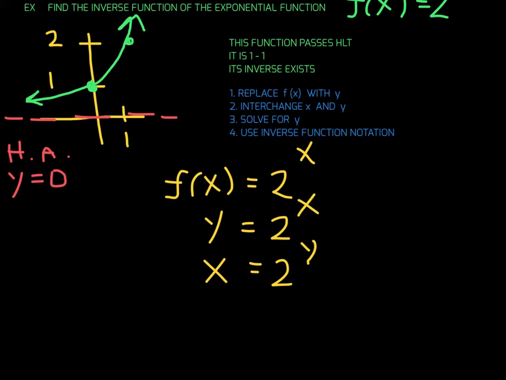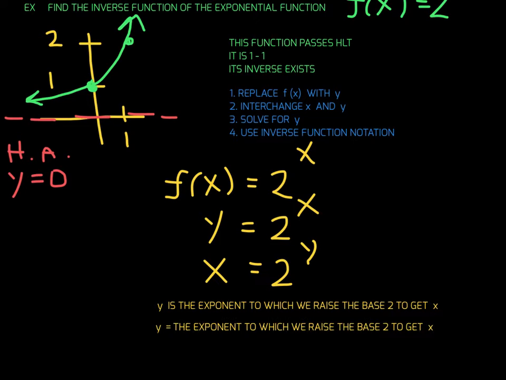Since we don't know what to do algebraically, I want us to consider the solution of this in word form. So in words, y is the exponent. That's what we're trying to solve for. Y is the exponent to which we raise the base 2 in order to get x. Now, in mathematics, this word "is" is representative of the equal sign. So we can write this like this. So this is what we have. Y equals the exponent to which we raise the base 2 to get x. So we solved for y in words.